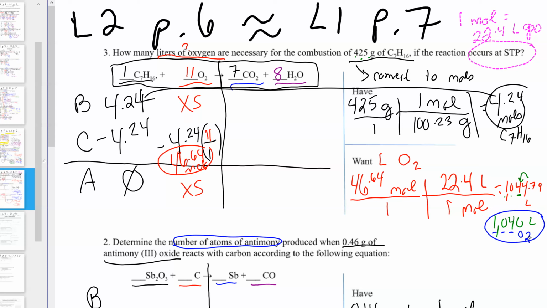Now, you see I left the rest of this blank. We can go in and fill that in if you want. So we started with none of the products, no carbon dioxide. We started with no water. During the reaction, we created 4.24 times the mole ratio, which for this one is going to be 7. And over here, we created 4.24 times the mole ratio, which is 8 to 1. So let's go ahead and fill those out.